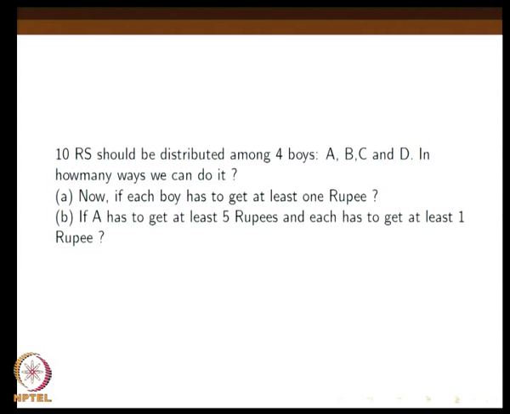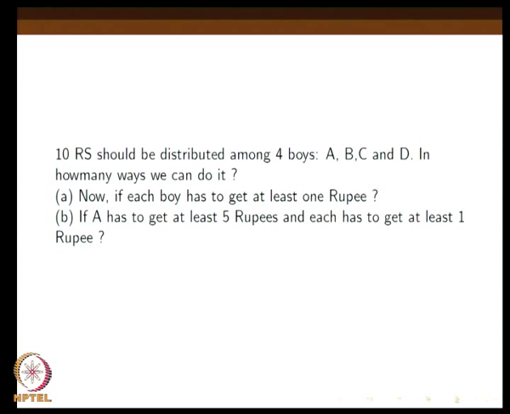Now, 10 rupees should be distributed among 4 boys, A, B, C and D. This is another question. In how many ways can we do this? It is the same question, asked in a different way. Earlier we were buying sweets, taking things. Here we are distributing things, in the sense that when we give 5 rupees to boy A, that means we are selecting boy A 5 times, right.